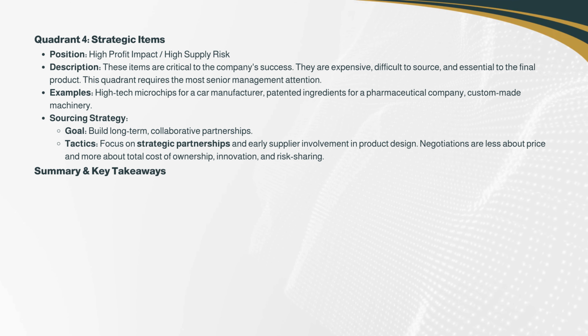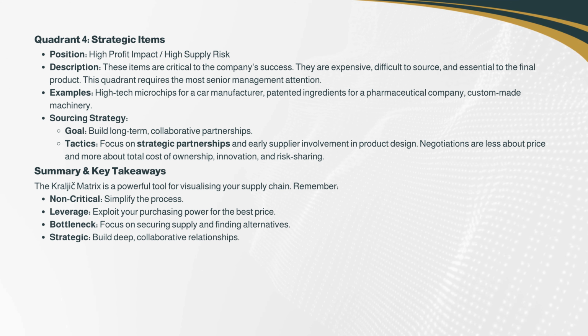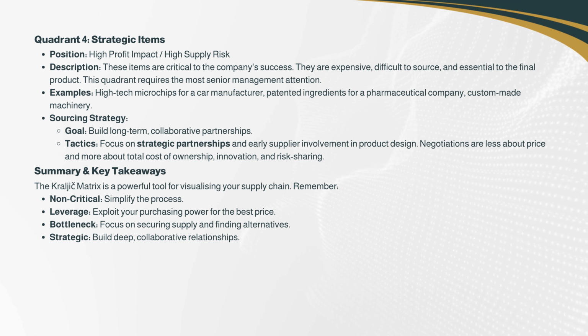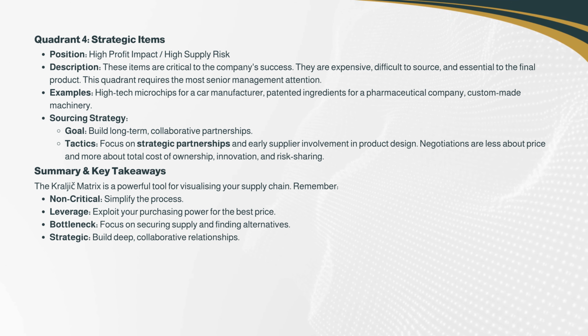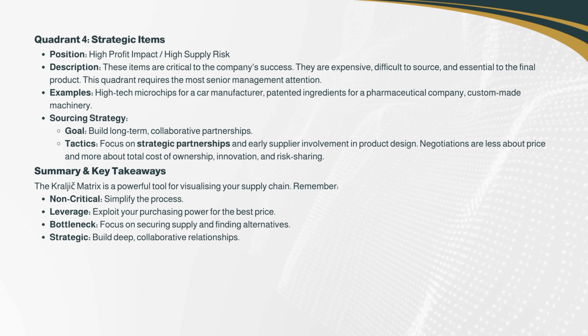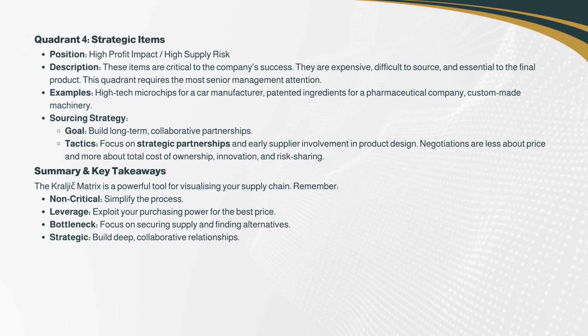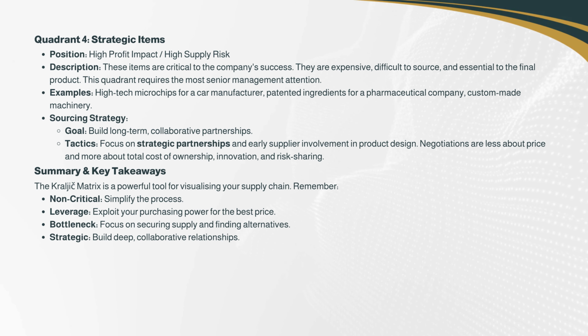Summary and key takeaways. The Kraljič Matrix is a powerful tool for visualizing your supply chain. Remember, non-critical. Simplify the process. Leverage. Exploit your purchasing power for the best price. Bottleneck. Focus on securing supply and finding alternatives. Strategic. Build deep, collaborative relationships.